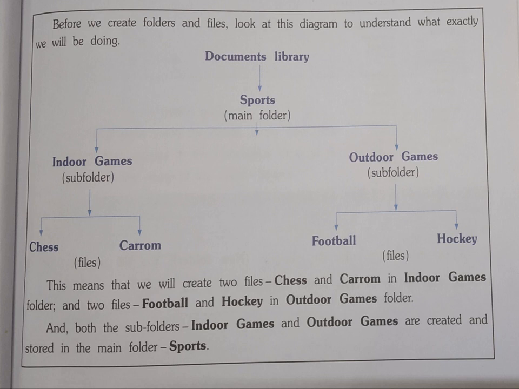Dear students, in this diagram, you can see a main folder named sports, which is created in documents library. In this main folder sports, there are two subfolders, indoor games and outdoor games. In indoor games subfolder, two files are there, chess and carom. And in outdoor games subfolder, two files are there, football and hockey. So dear students, now we will see how we can create this folder, subfolder and files.